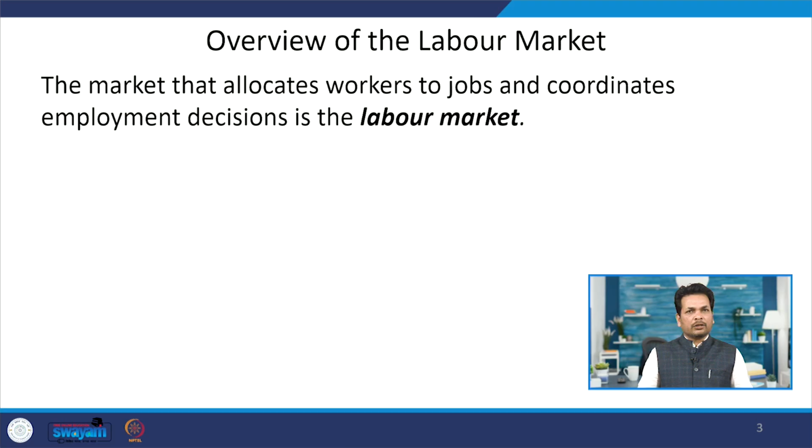So, when we talk about the labor market, it is the market that allocates workers to jobs and coordinates employment decisions. Every society, regardless of its wealth, its form of government, or the structure of its economy, must make basic decisions. It must decide what and how much to produce, how to produce, and how output shall be distributed.